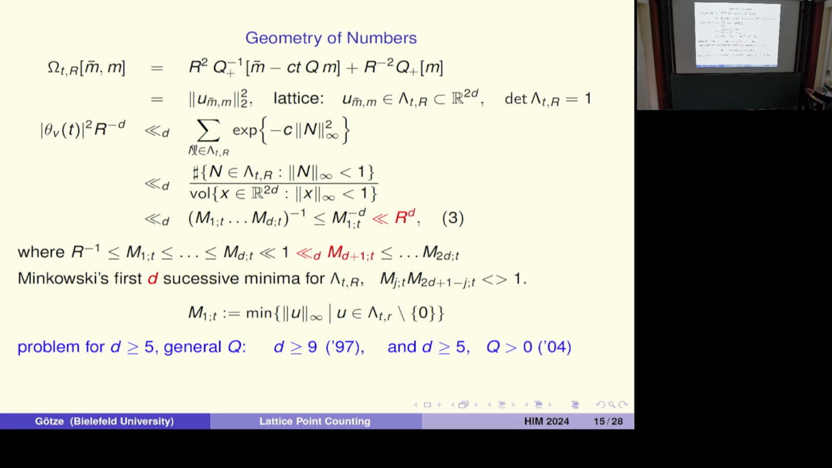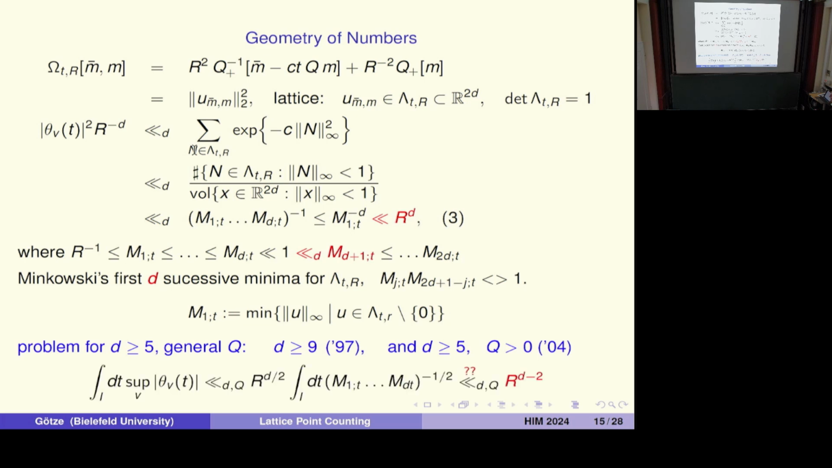You take this bound here and you integrate it over t. Now at any time, for any t, that lattice changes. And the question is, how does this quantity, let's say the first successive minimum in length, change with t? And this is a problem to be solved for general Q, and we did that back in the 90s, and I could extend it to dimension 5 and positive forms.